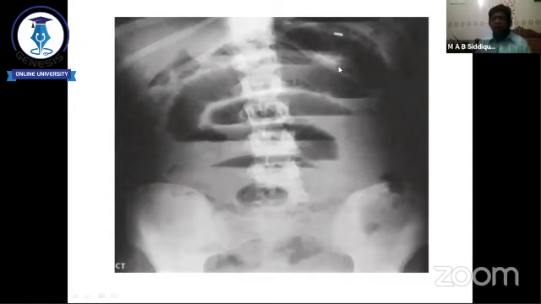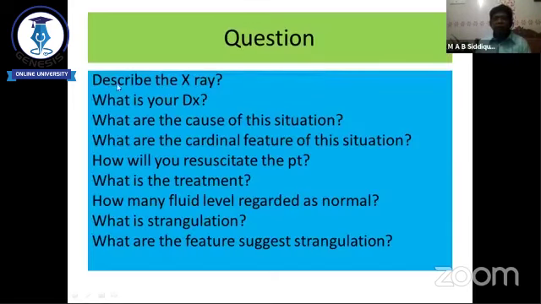So if you find an X-ray like that in your exam, the question may be like this. Describe the X-ray. What is your diagnosis? What are the causes of the obstruction? What are the cardinal features of the obstruction? How will you resuscitate the patient? What is the treatment? How many fluid levels are regarded as normal? What is strangulation? What are the features that suggest strangulation? So describe the X-ray.